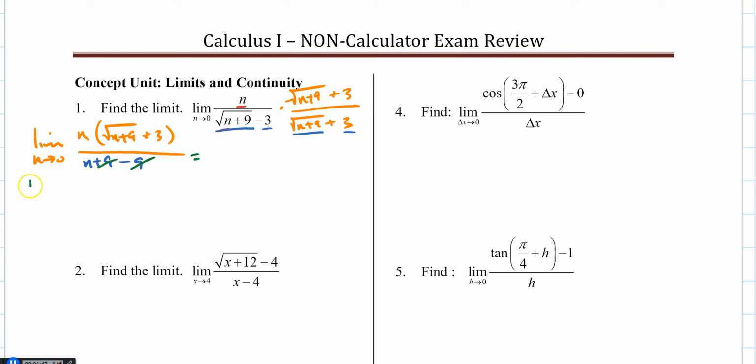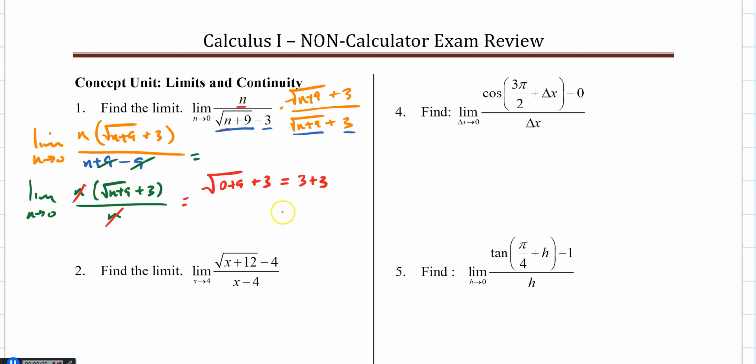So I'm left with the limit as n goes to 0 of n times the square root of n plus 9 plus 3 over n. And now the n's cancel out, and at this point I have no reason to not directly substitute a 0 because that n on the bottom is gone. So I can directly substitute the square root of 0 plus 9 plus 3, which is the square root of 9, which is 3, plus 3, which gives me a limit of 6.